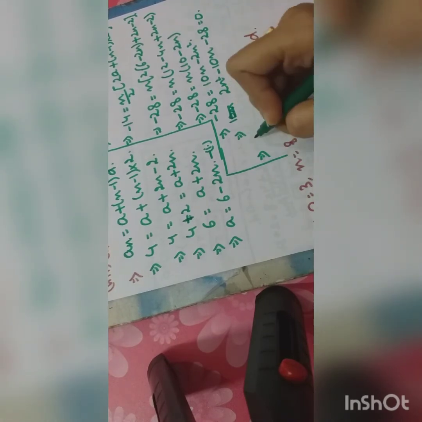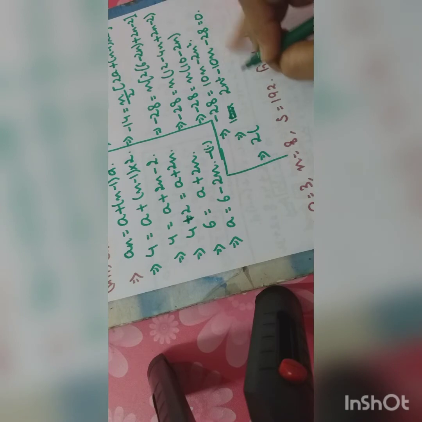Since 2 is common, I am taking 2 common in all three terms. So here it will be n square minus 5n minus 14 equals 0, since 0 divided by 2 is 0. This equation I have to simplify in order to find the value of n. I am doing it on the next page.